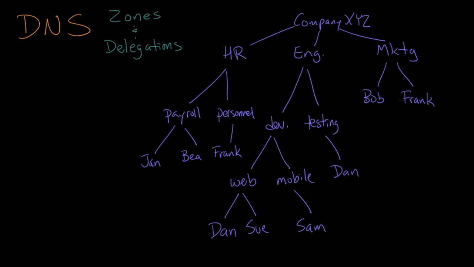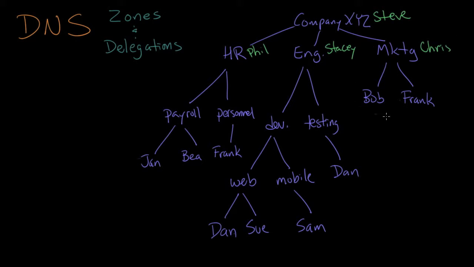Now, this company is headed up by a CEO or president. Let's say his name is Steve. And HR is headed up by Phil. Engineering is Stacy, and marketing is Chris. So we can kind of say that Steve runs the entire company, but has delegated responsibilities for various divisions off to other people here. For example, Chris here runs the marketing department.